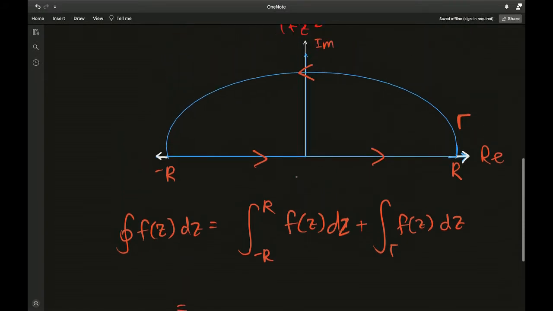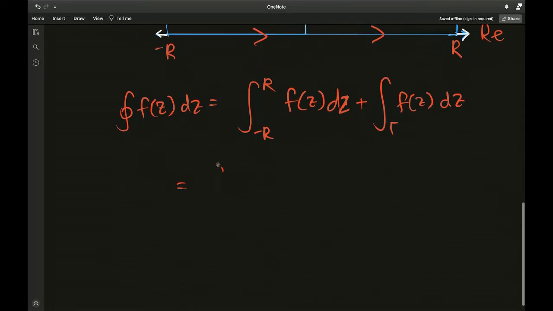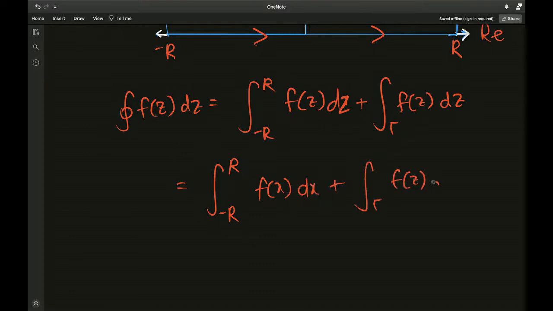Now on this path from minus r to r, we're always going to be on the real axis, so any imaginary components while we're integrating from minus r to r will just become 0, because z is x plus iy. The y is 0 because the integration is happening only on the real axis, so z will be equal to x. So we have the integral from minus r to r of f of x dx plus the integral over gamma of f of z dz.